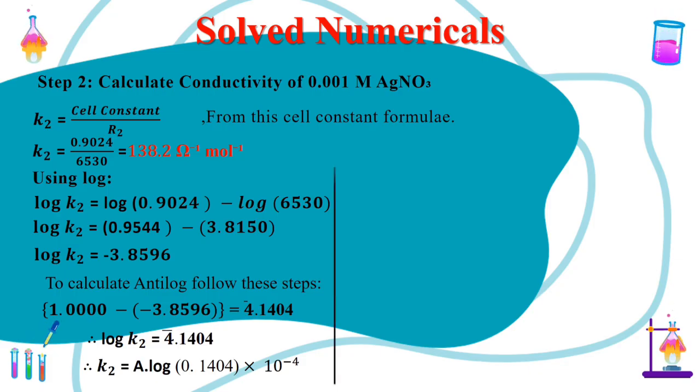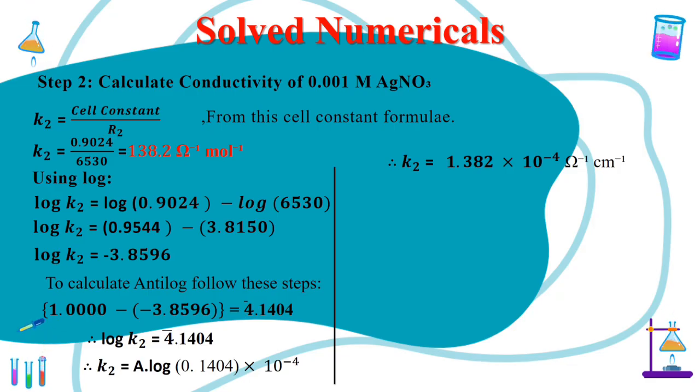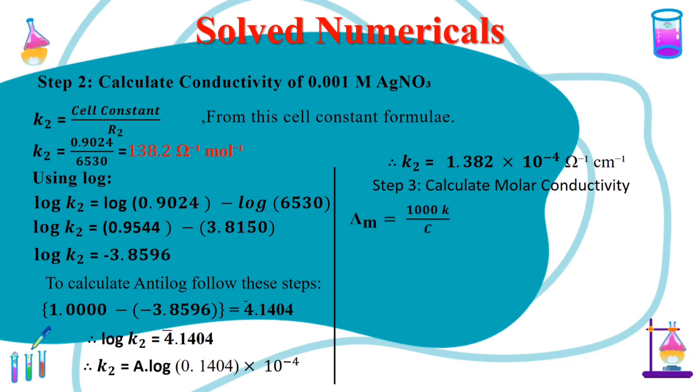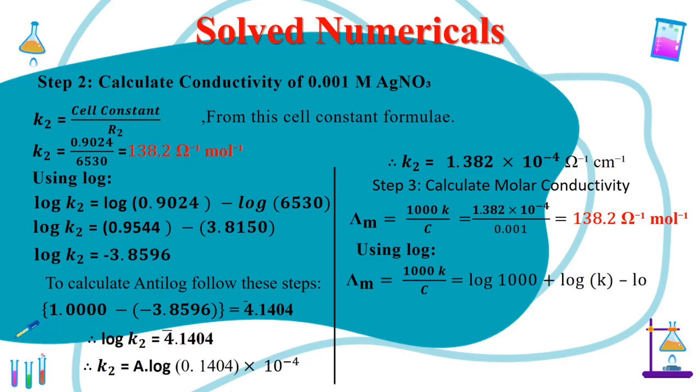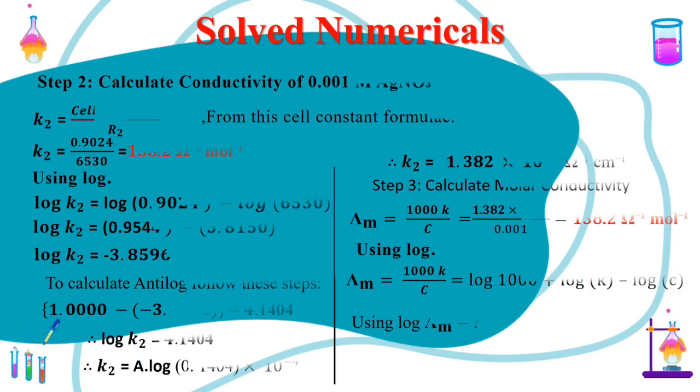After finding the specific conductivity of silver nitrate, we calculate its molar conductivity using the formula. After substituting the values, the molar conductivity is obtained as 138.2 ohm inverse mole inverse. Now, I have one task for you. Calculate the molar conductivity using the logarithm method. If you get the same value, mention in the comment section that the correct value is obtained.